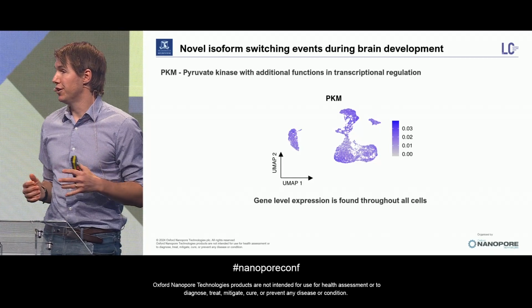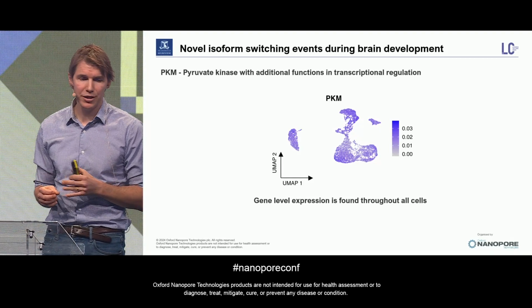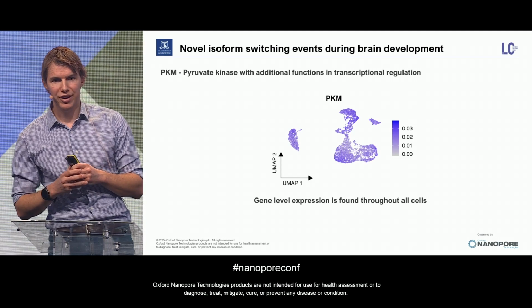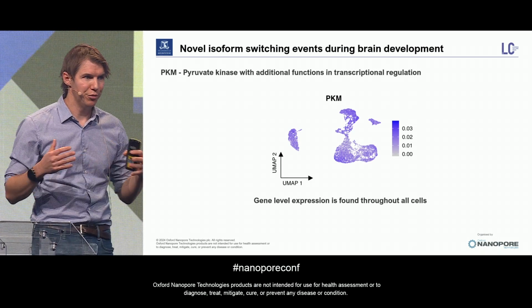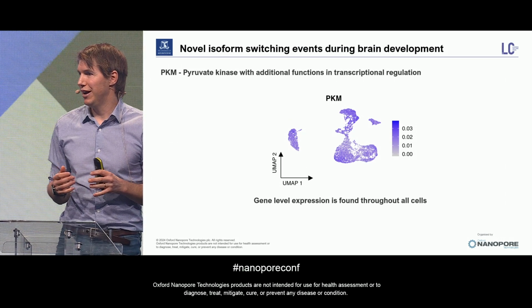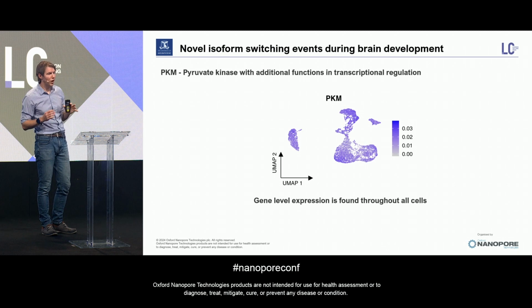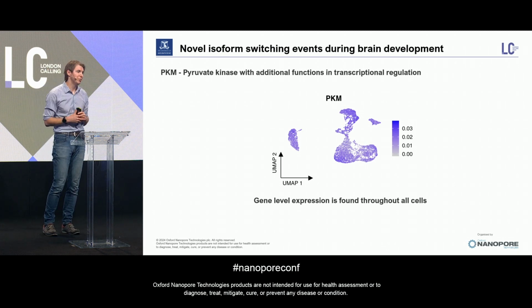Okay, so I'm just going to finish now talking about a few examples of some of the interesting and novel isoforms that we're seeing. So I'm going to talk a little bit about a gene called PKM. So it's a pyruvate kinase, and if you're someone like me and you get more excited about seeing a splicing factor or a transcription factor, a metabolic enzyme might seem not quite so cool, so apologies to all the metabolism people out there.